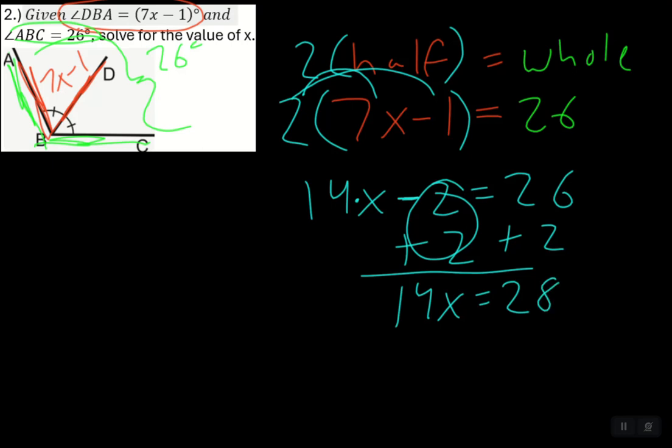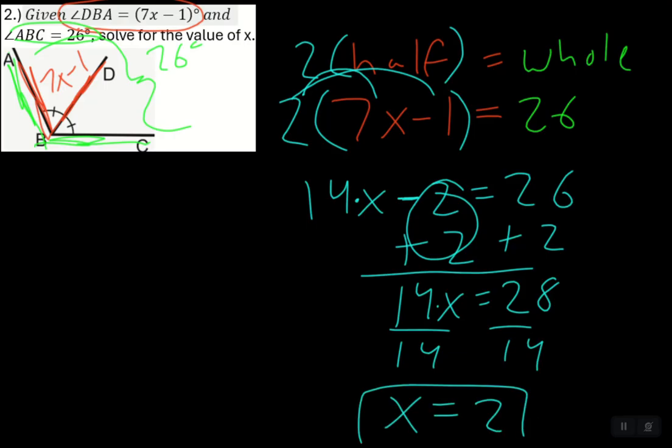We're one step away. In order to get rid of the 14 to get x by itself, to get rid of multiplication, we have to divide. And y'all, 28 divided by 14 is 2. I hope this video helped. Pause the video, finish taking notes, and I just want to show y'all one more example very, very quickly.